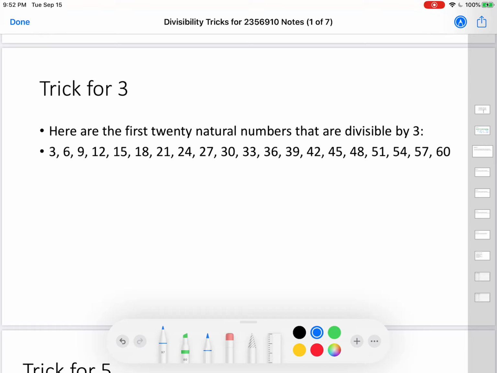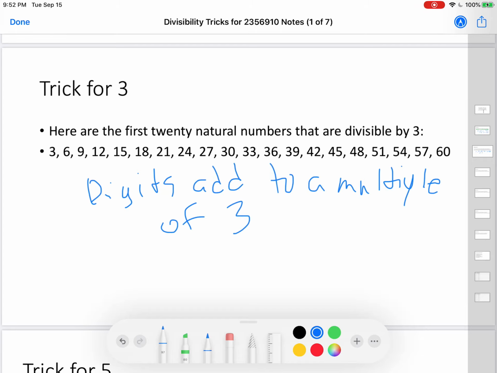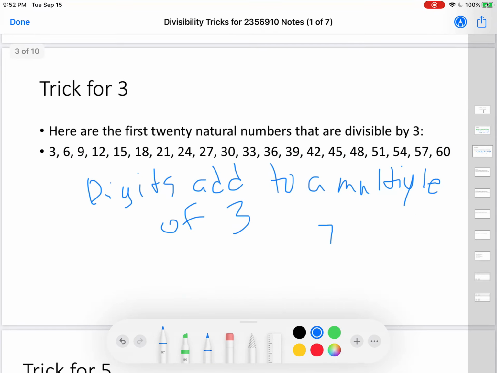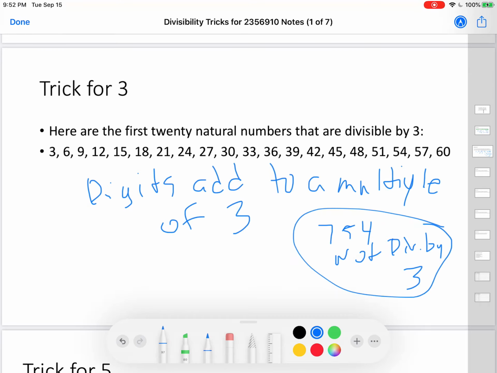So the trick for 3 is the digits add to a multiple of 3. Let's try it on our number 754. So 7 plus 5 is 12, 12 plus 4 is 16, 16 is not divisible by 3, so 754 is not divisible by 3. Okay, so we know the rule for 2, and we know the rule for 3.